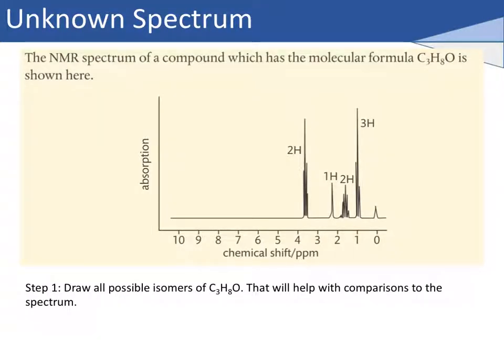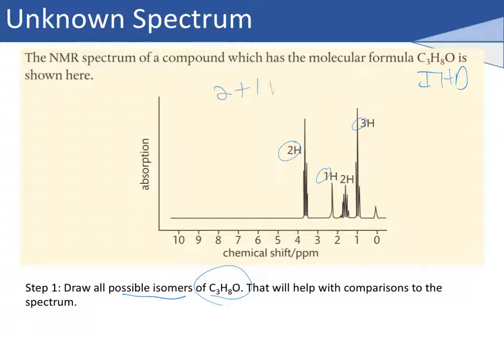So let's start looking at some unknowns and see if we can start making some analyses. Compound with a molecular formula, C3H8O. So you might consider figuring out the index of hydrogen deficiency and then draw the isomers of C3H8O. That will help as a comparison. And we're given the integration: 2 hydrogens, 1 hydrogen, 2 hydrogens, 3 hydrogens.